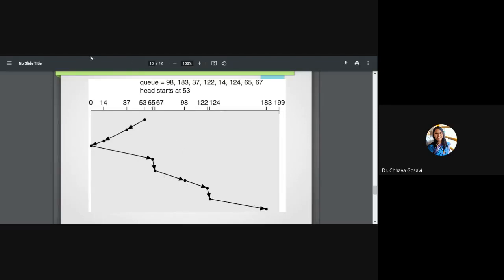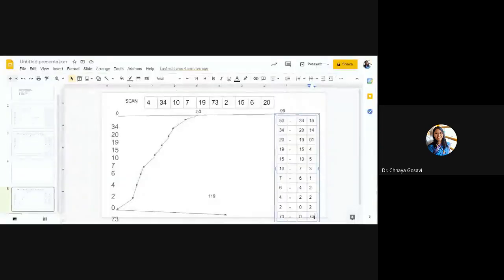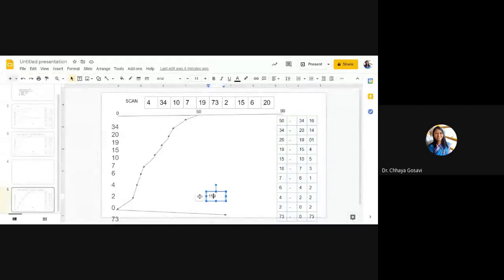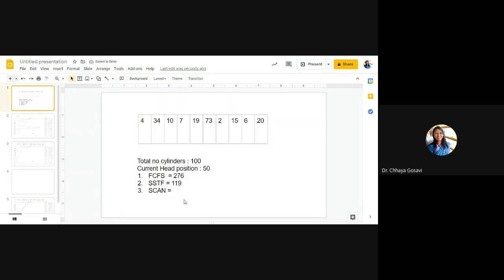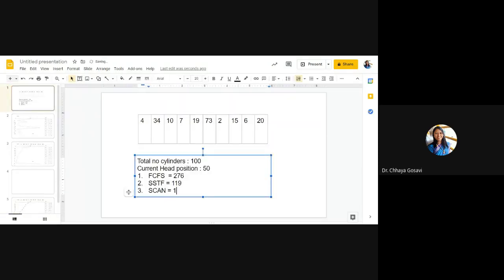So in our case, we got this value as 123 with the SCAN algorithm. And the fourth algorithm is C-SCAN.